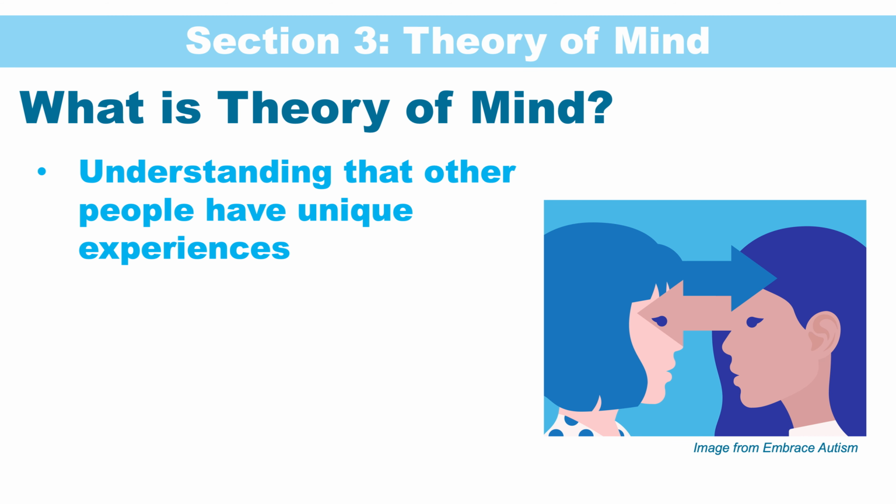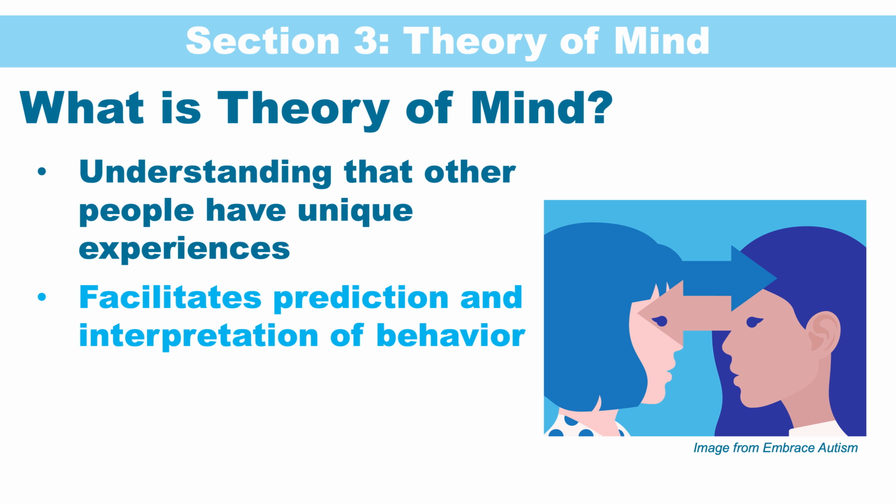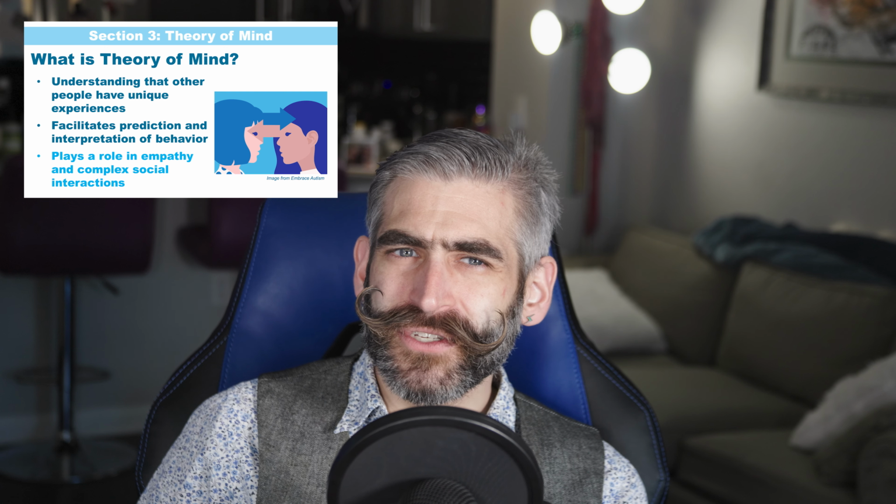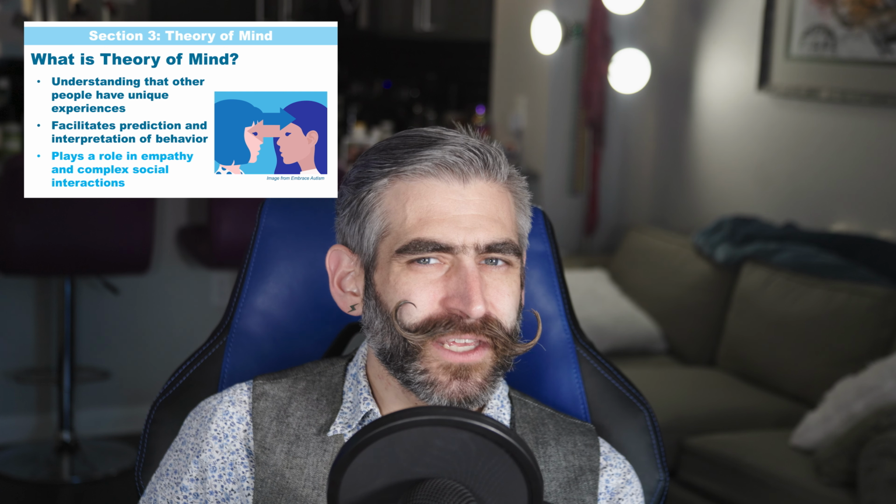It is this understanding that other people have thoughts, beliefs, feelings, and perspectives that might be different from ours. This ability allows us to predict how someone might react in a situation, understand why they're behaving in a certain way, or even realize when someone's trying to deceive you. Without theory of mind, navigating the social world would be nearly impossible. You wouldn't be able to interpret someone's emotions, anticipate their reactions, or even tell a lie, because lying requires knowing that someone else holds a belief that you can manipulate.